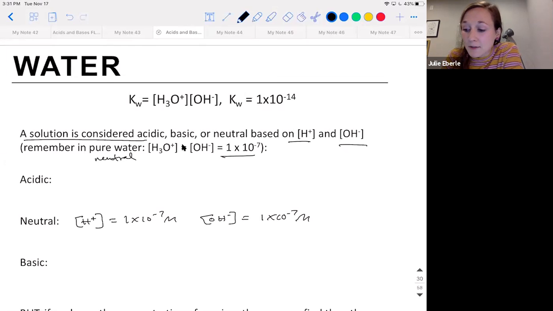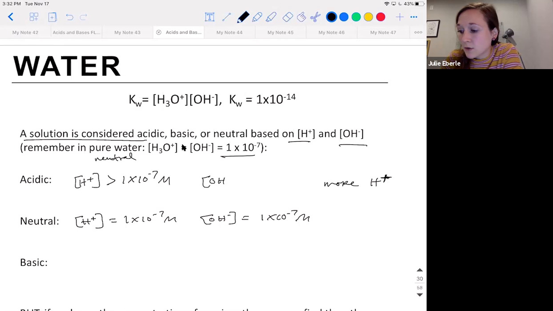If it's acidic, that means you have more H plus. So the simplest way to define it is that our concentration of H plus must be greater than 1 times 10 to the minus 7, which means the concentration of OH minus is less than 1 times 10 to the minus 7.